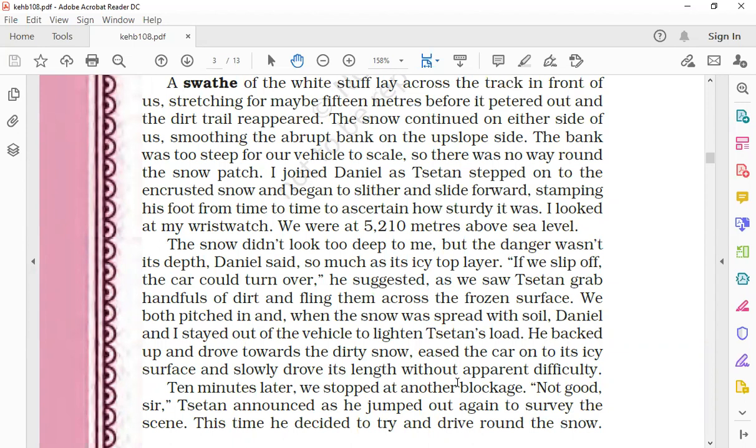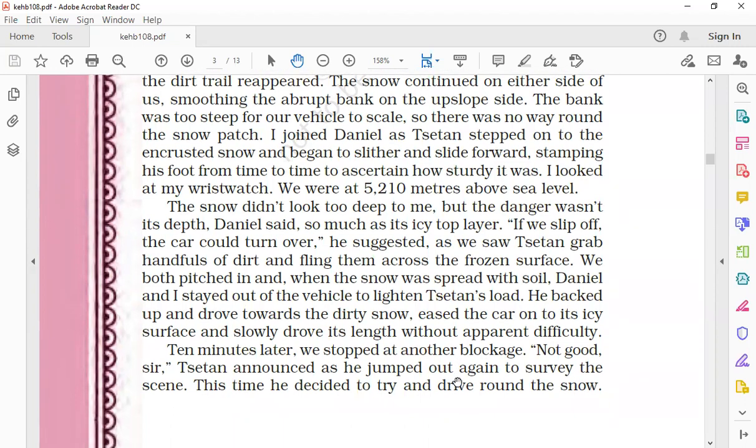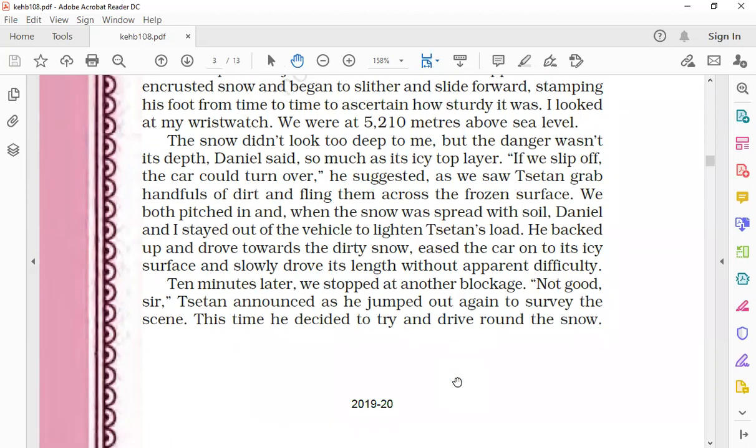So, bina kisi difficulty ke, Sitan ne dhire dhire car bahar nikal li us snowy patch mein se. 10 minutes later, we stopped at another blockage.